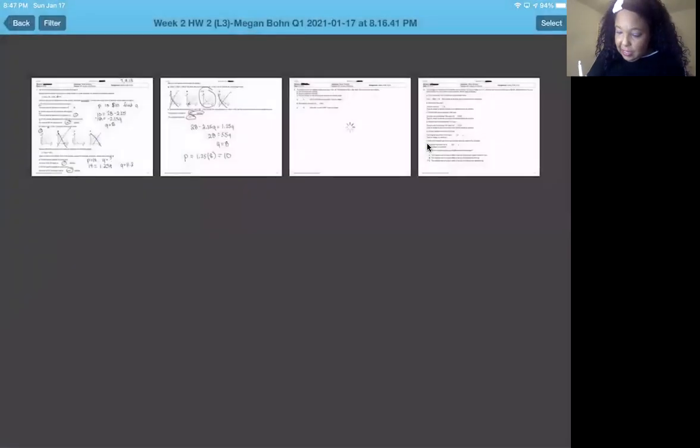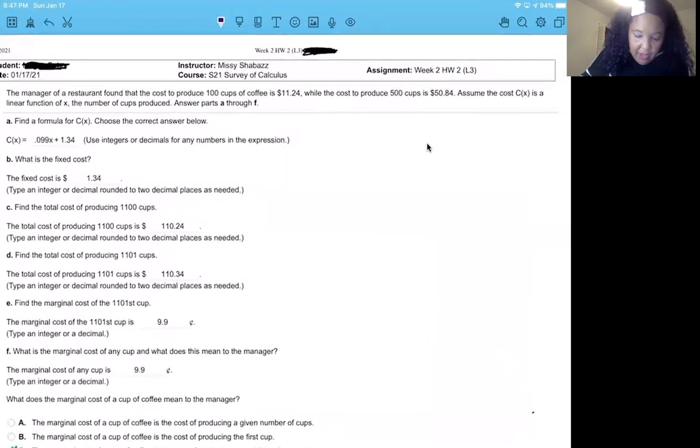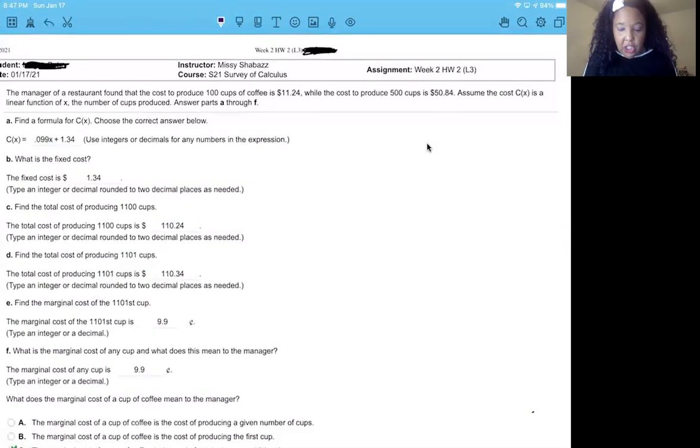And then lastly, we are going to look at number 13. The manager of a restaurant found that the cost to produce 100 cups of coffee is $11.24. The cost to produce 500 cups is $50.84. Assume the cost is a linear function of X, the number of cups produced. Answer parts A through F.